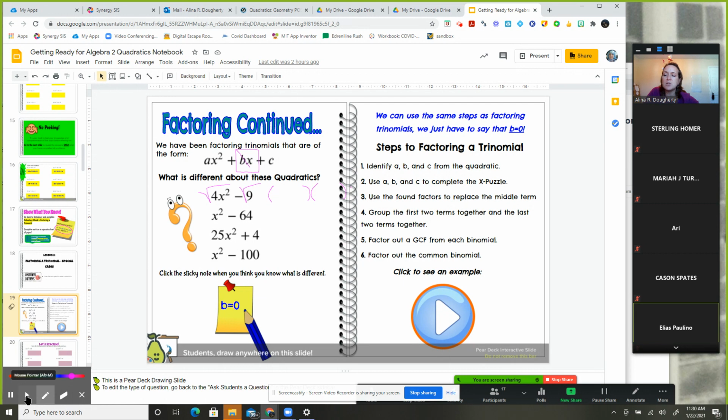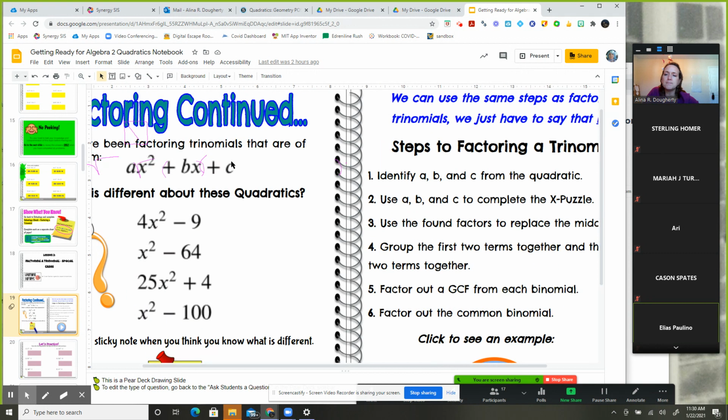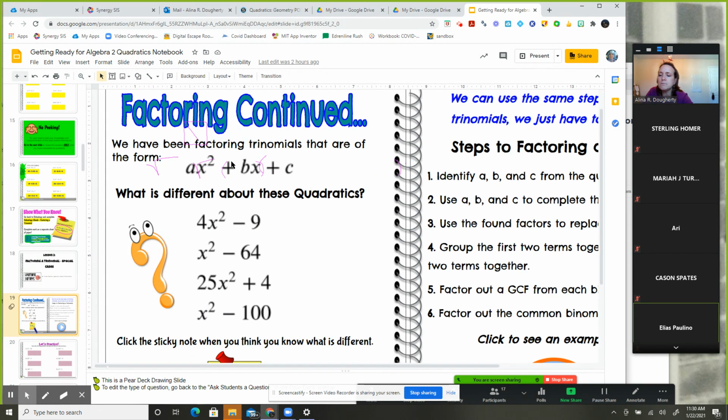And I'm going to zoom in for a minute. See if I can make this look a little better.